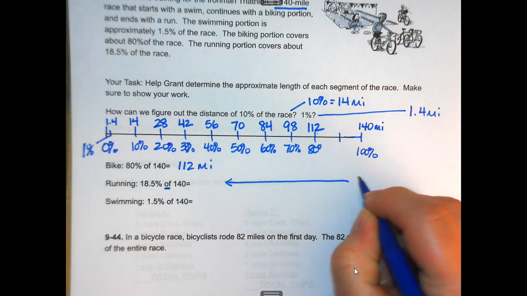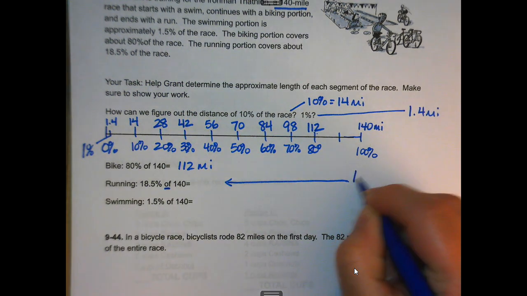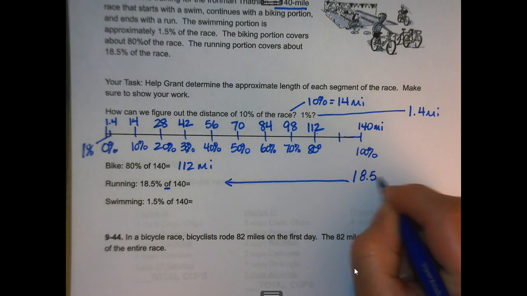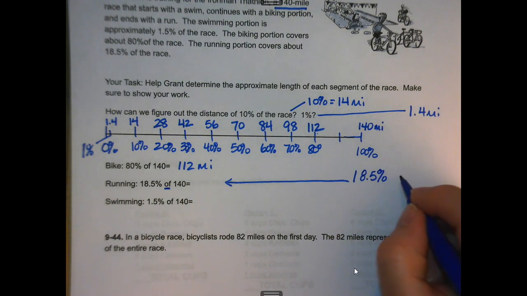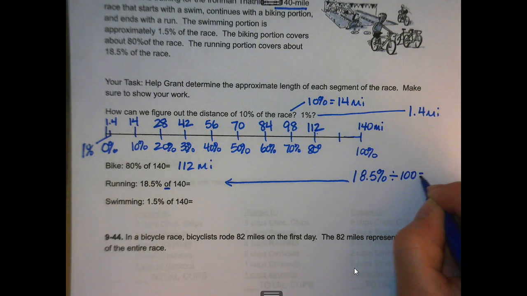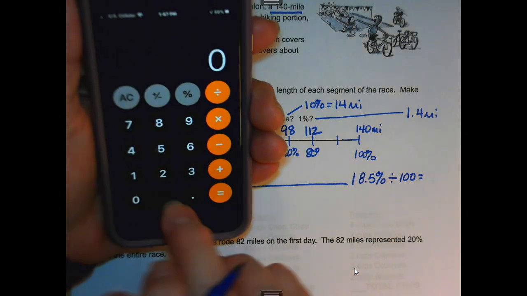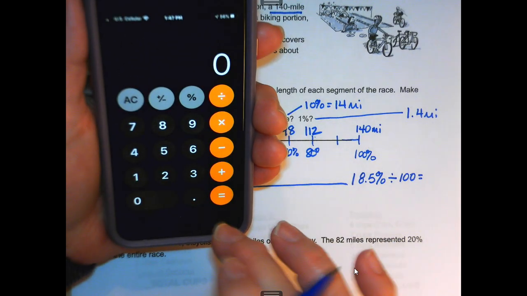So what happened here was I had my percent, and if I divide that by 100, that turns it into a decimal. Let's take a look at that. And I know my calculator is set up to do something kind of weird.